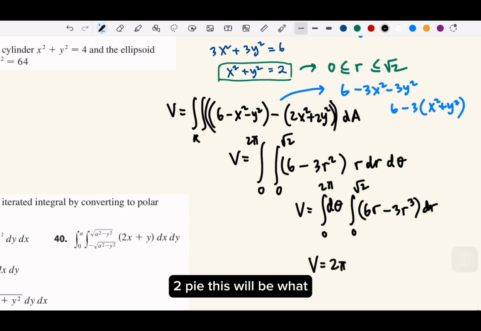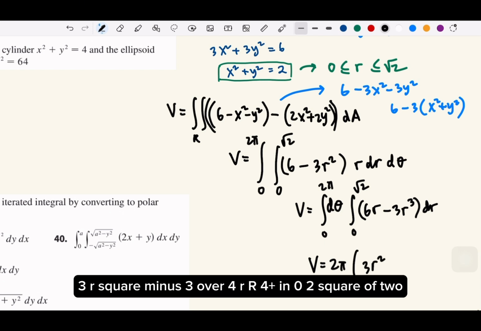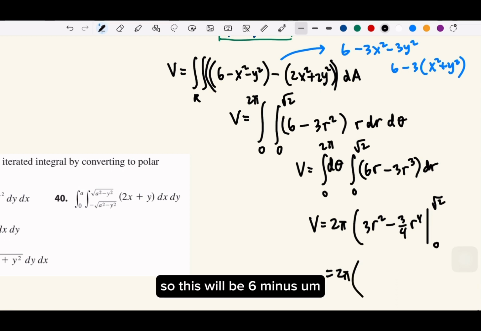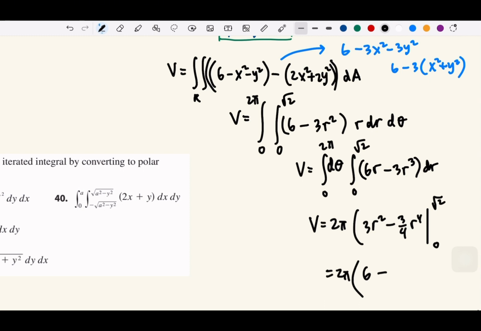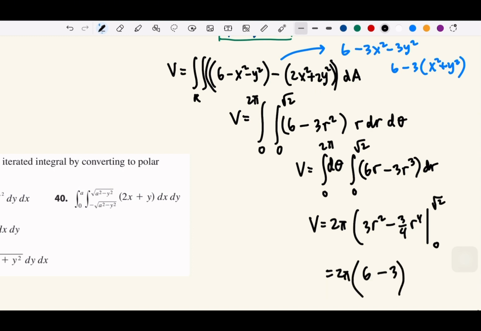2 pi, this will be what? 3r squared minus 3 over 4 r to the power 4. Plug in 0 to square root of 2. So this will be 6 minus, square root of 2 squared is 2, so 2, 4, 3, right? This will be 6 pi.